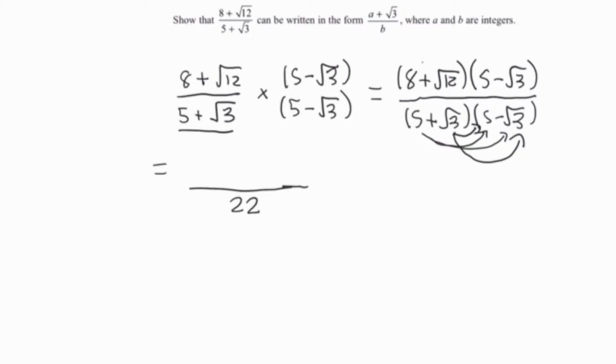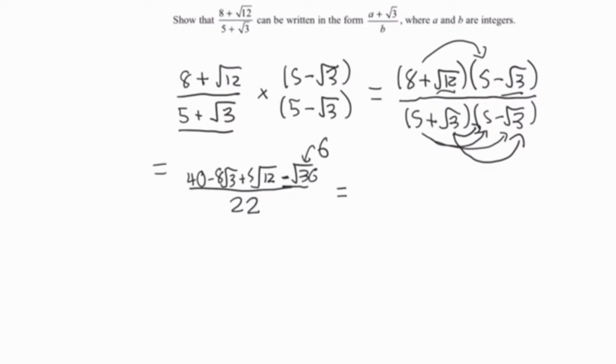And then on the top we're going to expand this, so we have 8 times 5, which is 40, then minus 8 root 3, and then plus 5 root 12, minus, then we have square root of 12 multiplied by square root of minus 3. Remember, when you have one square root multiplied by another square root, so root a times root b, then that is just equal to root ab. So we have square root of 36, which is just 6.